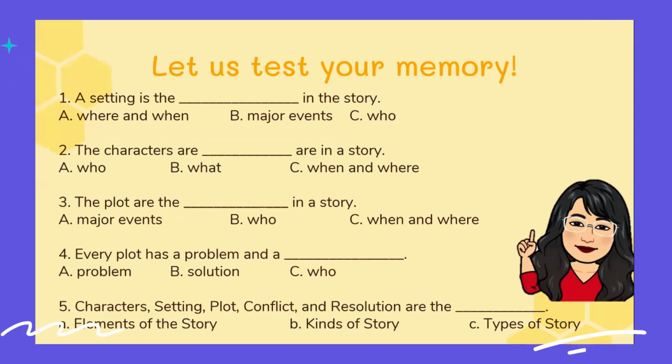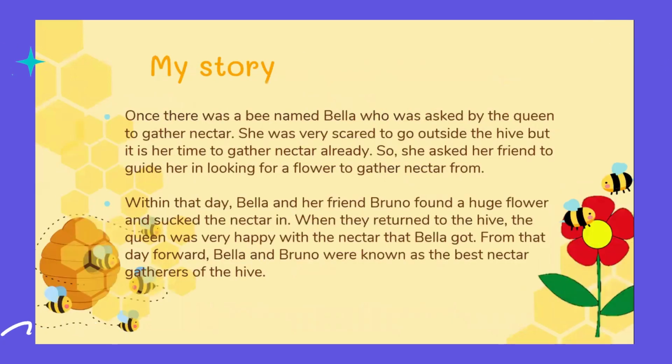A. Elements of the story. B. Kinds of story. C. Types of story. Great! You got the answer right. The correct answer is letter A. Elements of the story. Before we end, of course, we have to write our own story.